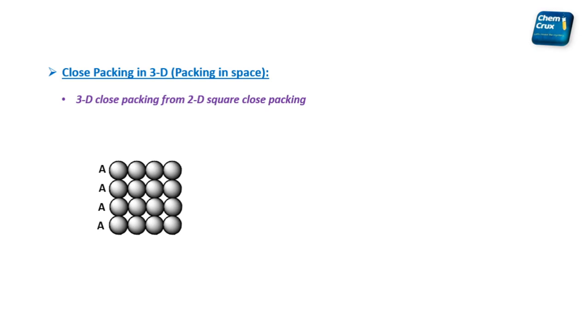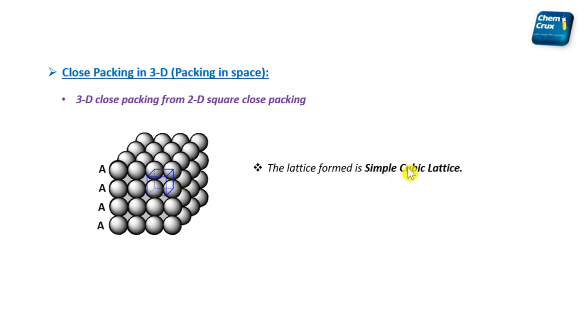Now the rows have horizontal and vertical alignment. Now if we add more layers, we will get this kind of arrangement, right? Now if we consider a cube, we can see that the spheres are present at the corners of the cube. So the lattice so formed is actually a simple cubic lattice, right?